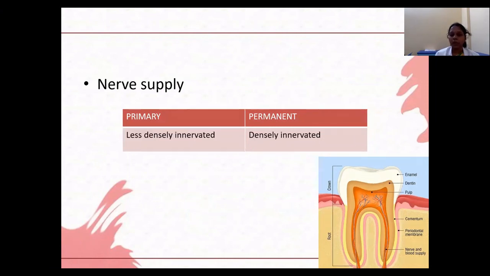And next, in primary teeth, the nerve supply will be less densely innervated when compared to that of the permanent teeth. But usually the child cries when you are doing any procedure, even though there is less nerve supply for primary teeth. The child cries mostly because of fear and anxiety towards the dental clinic, so you should not think that you did not give the LA properly to the patient.